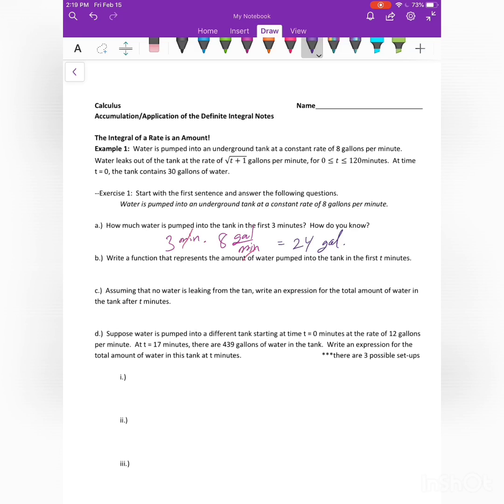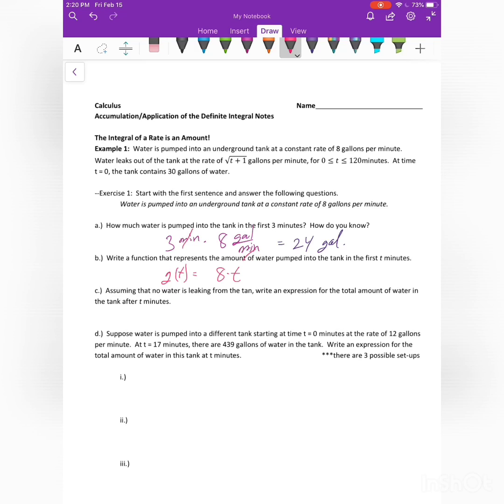The next one: write a function that represents the amount of water pumped into the tank at any time in the first t minutes. So you want more of a function here. Let's name our function, I don't know, let's call it G of t gallons at any time. We just want to know how much is being pumped into the tank. So again, only that first sentence of this problem are we looking at, and it's 8 gallons per minute. So there you go. We got a function where you take 8 and multiply by however many minutes there are, and it'll always tell you how many gallons were pumped into the tank.